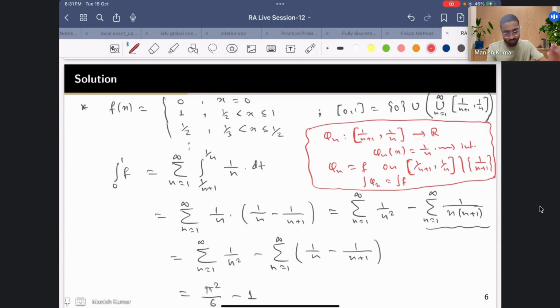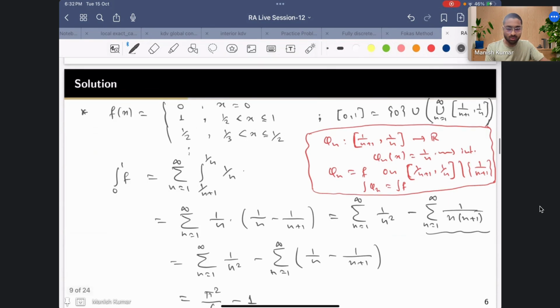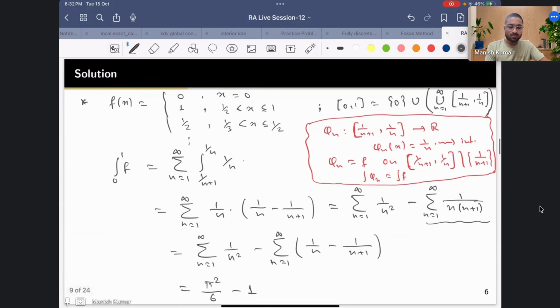So here the first step would be I'll write f, then I'll replace this by phi n, and I know this integration value will be this, and so on. So it's just a way of writing, but this solution is also correct. Is this fine? Okay.